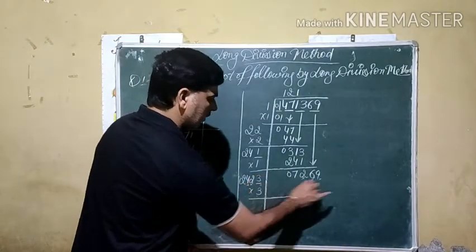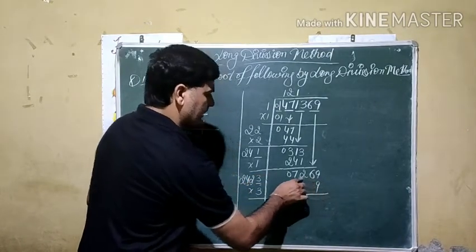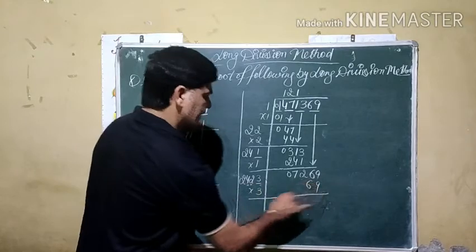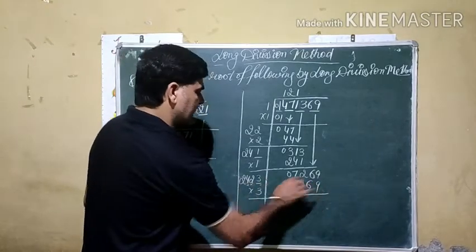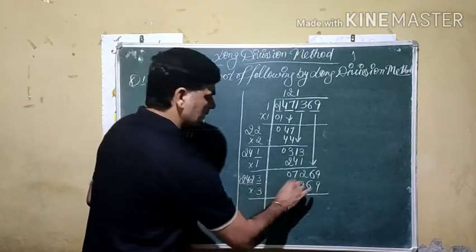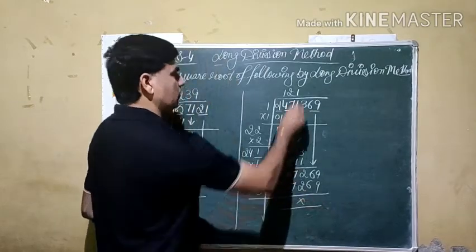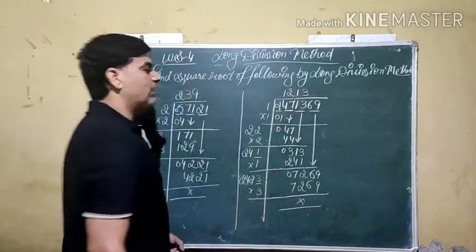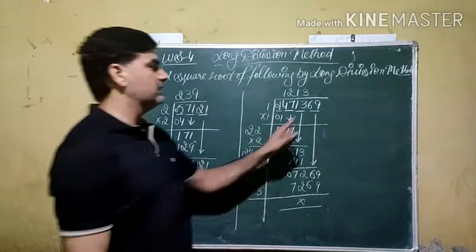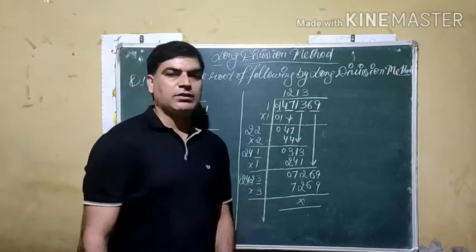On 3, 3 3s are 9. 3 2s are 6. 3 4s are 12. 1 carry. 3 2s are 6, 1, 7. So balance 0. So square root of 147, 13, 69 comes out 1213.